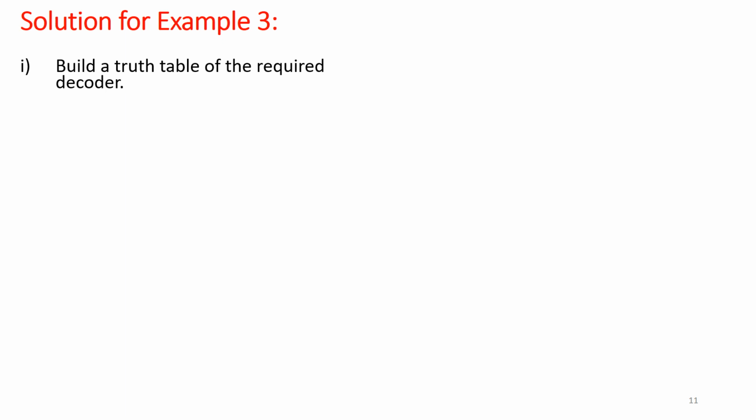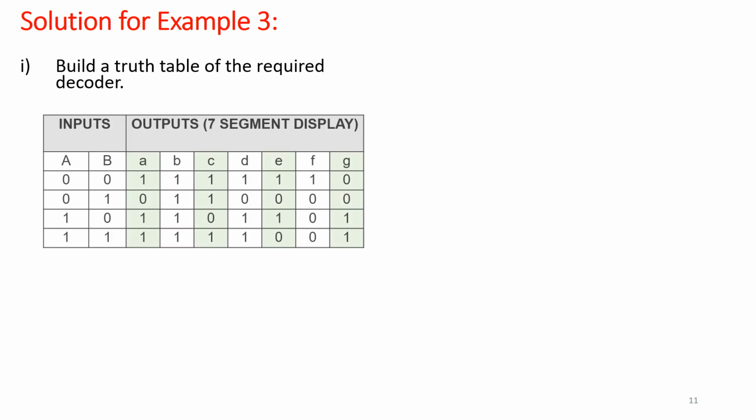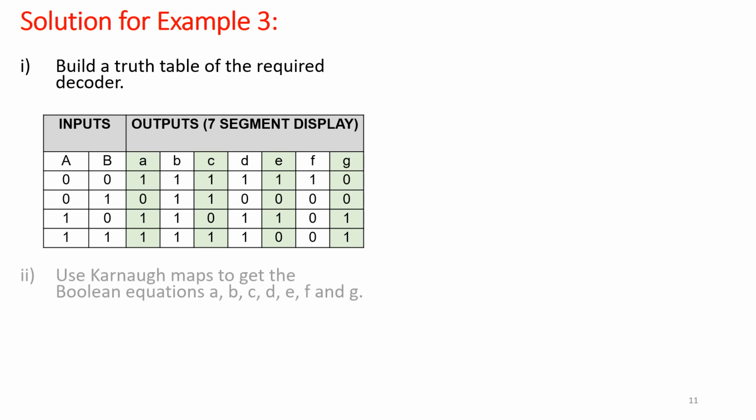So first we need to build a truth table of the required decoder. If the input is 0, 0, our 7-segment output will be 1, 1, 1, 1, 1, 1, 0. This is to activate all segments except segment G. For inputs 0, 1, the segment outputs will be 0, 1, 1, 0, 0, 0, 0. And also for AB equals 1, 0 and 1, 1, the output is as shown.